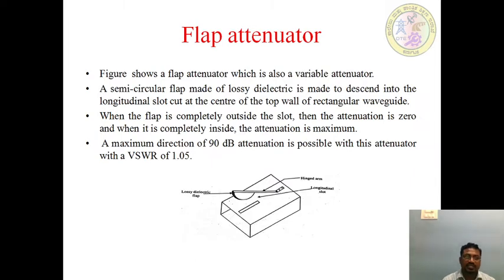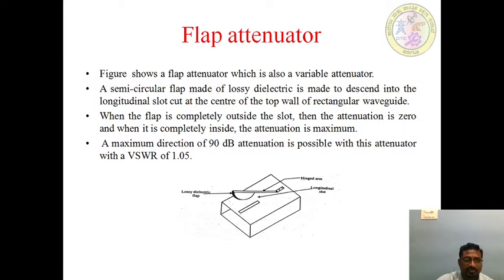The figure shows the flap attenuator, which is also a variable attenuator. A semicircular flap made up of lossy dielectric is made to descend into the longitudinal slot cut at the center of the top wall of the rectangular waveguide. When the flap is completely outside the slot, the attenuation is 0, and when it is completely inside, the attenuation is maximum. A maximum attenuation of 90 dB is possible with this attenuator, with a VSWR value of 1.05.